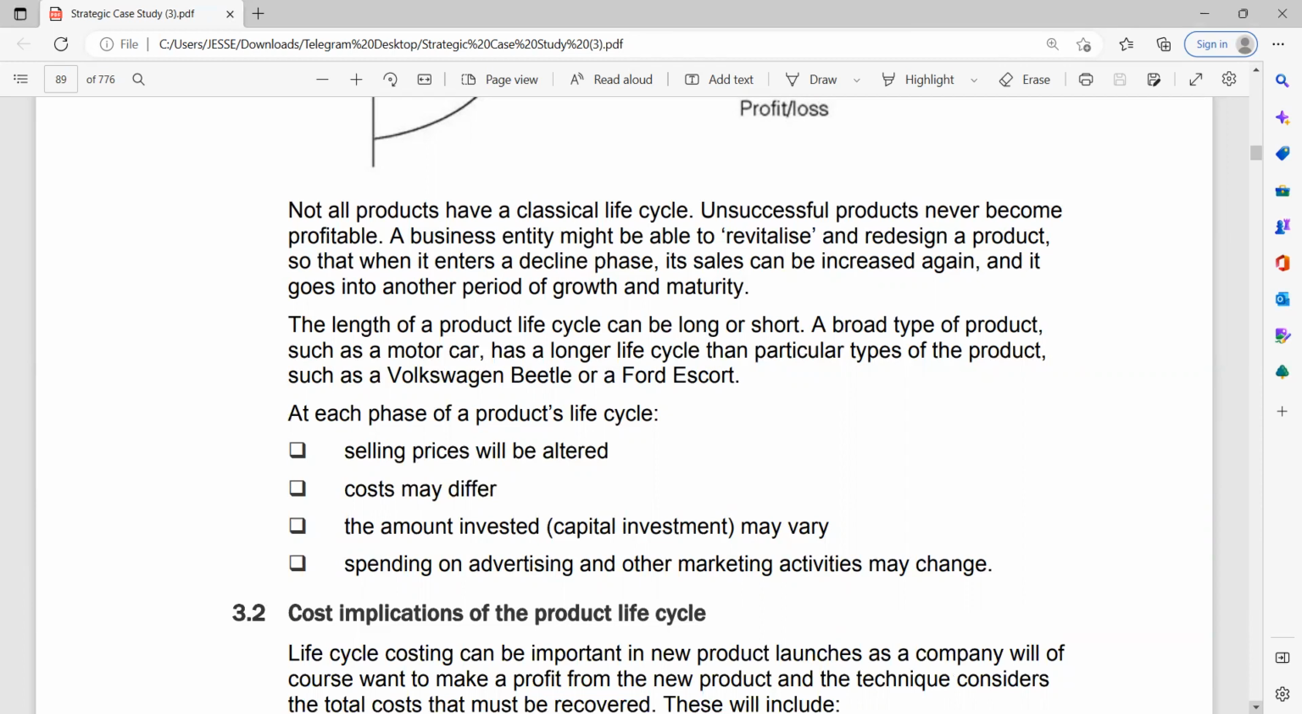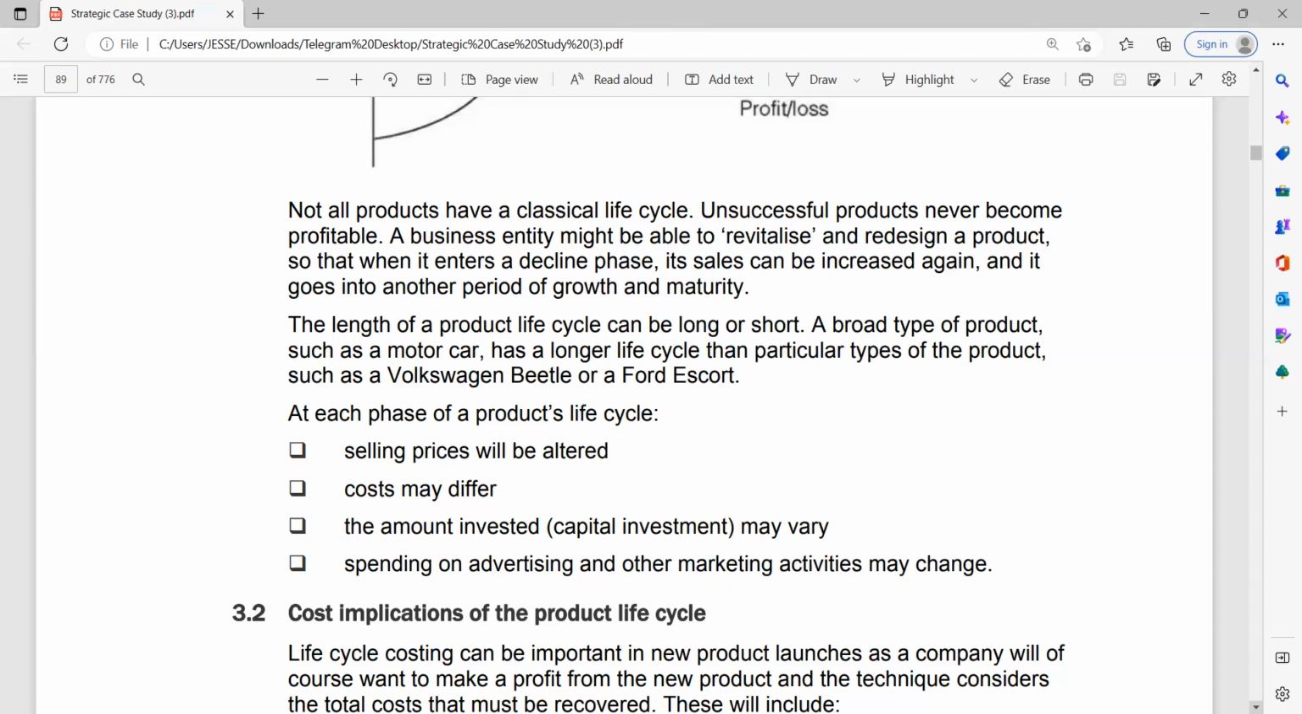The length of a product life cycle can be long or short. A broad type of product, such as a motor car, has a longer life cycle than particular types of products. So some products will have a longer life cycle, others will have a shorter life cycle. Very, very important. At each phase of a product's life cycle, selling prices will be altered. Costs may differ. The amount invested may vary, and marketing activities may also differ, right? So at each stage of the life cycle, different things will happen.